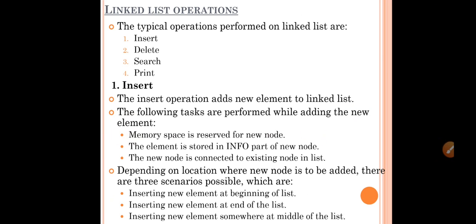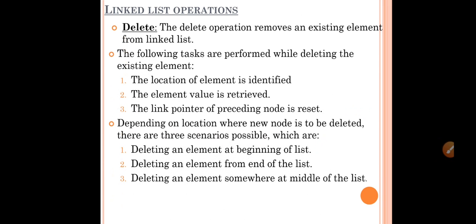Okay, so next, depending on the location where the new node is to be added, there are three scenarios possible, which are inserting a new element at the beginning of a list, right? We can insert the element at the beginning of the list. Inserting a new element at the end of the list. Inserting a new element somewhere in the middle of the list. So we can insert a new element wherever we require. Okay, so this is about the insert operation.